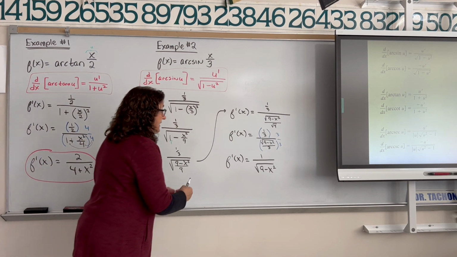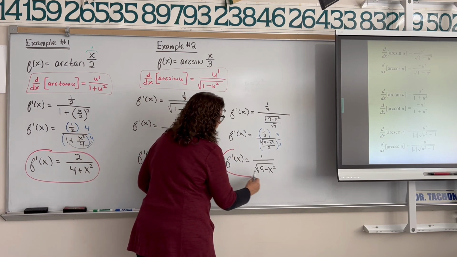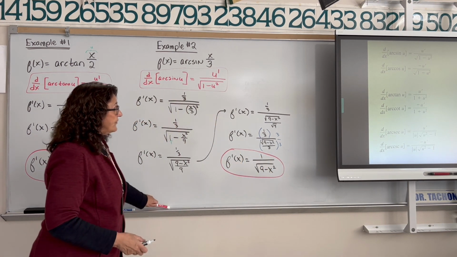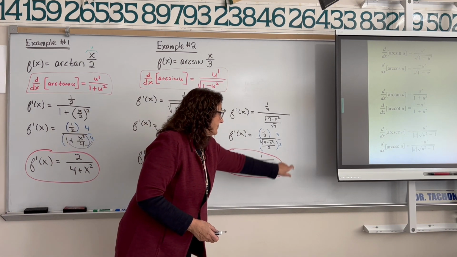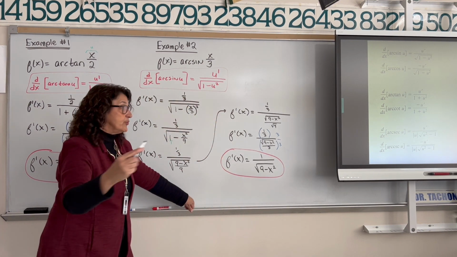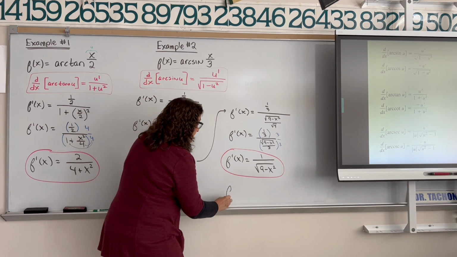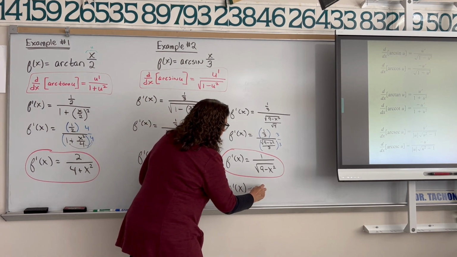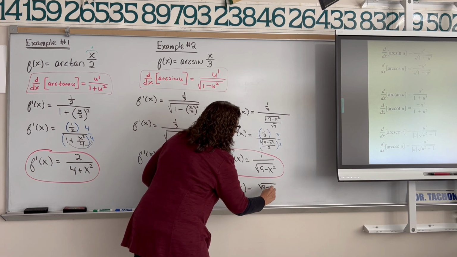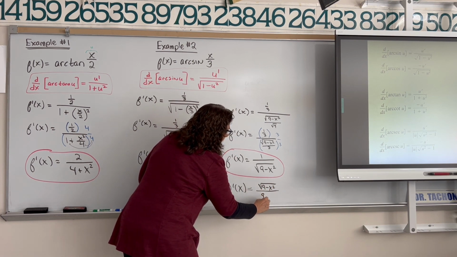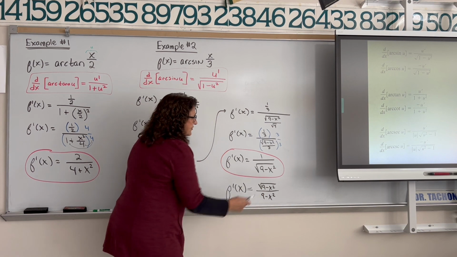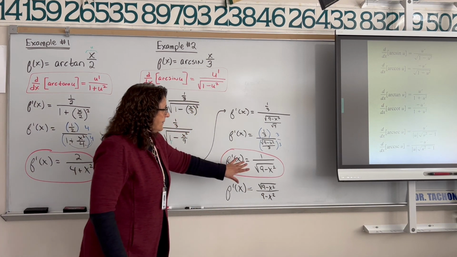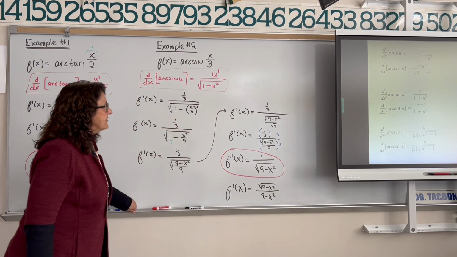And this may be acceptable, right? You might have some teachers that want you to still rationalize that denominator. So if you rationalize the denominator and multiply by radical 9 minus x squared over radical 9 minus x squared, you get a rationalized denominator answer of radical 9 minus x squared over 9 minus x squared. So here's the expression you would get with a rational denominator, but otherwise you would have this.